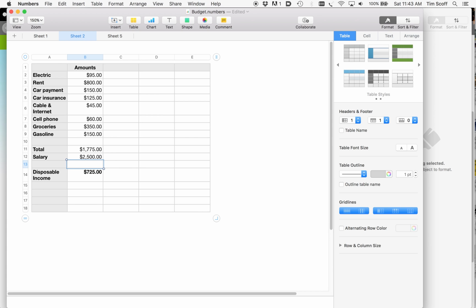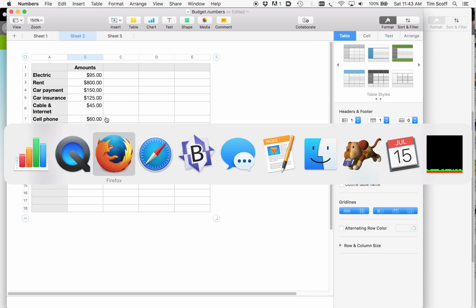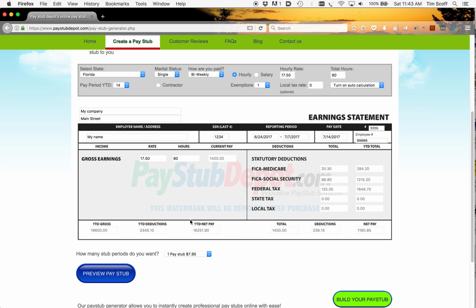So this is how I do my monthly budget, and this is how I use Paystub Depot's pay stub generator to calculate how much my net pay is, so I know how much money I have to spend.